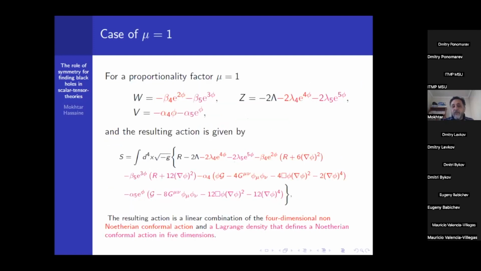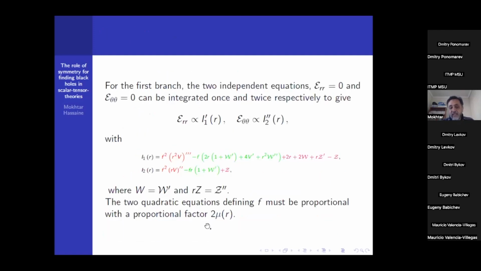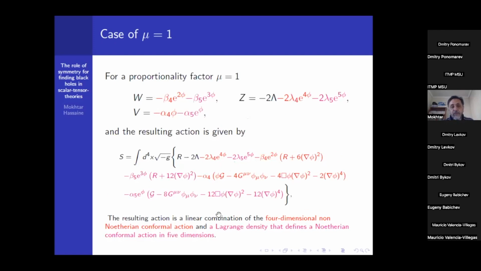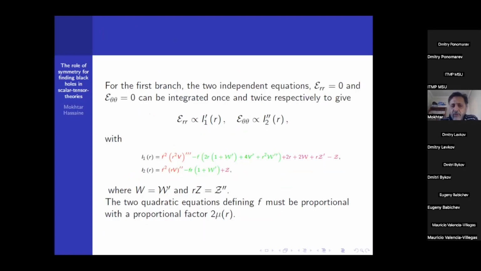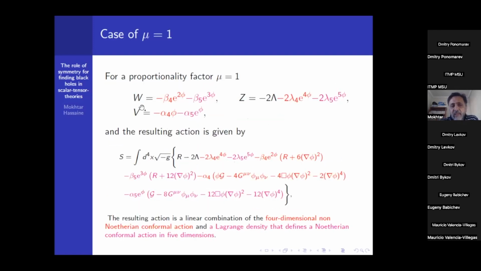Okay. So the first case that we have considered is the case where this factor of proportionality is equal to 1. Okay, the proportionality factor mu is equal to 1. So when we integrate, we get the form of the potentials: W has this form, Z has this form, and V has this form. This was the Einstein potential, this was the Gauss-Bonnet potential, and this was the potential term.